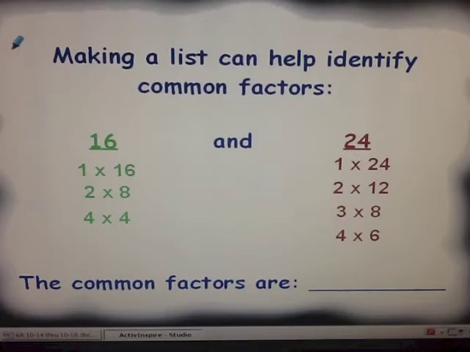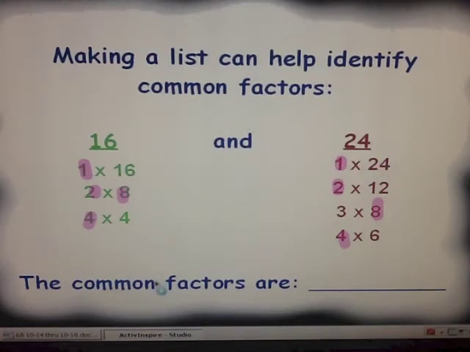Now let's look at the common factors. What do they have in common? Well, they both have a 1. They both have a factor of 2. There's not a factor of 3 in 16, so we can't highlight that one. They both have a common factor of 4. Then starting backwards down here, 6. Nope, 16 doesn't have a factor of 6. They both have a factor of 8. And neither 12, 24, or 16 are common factors.